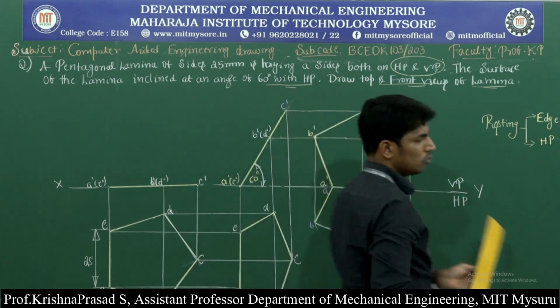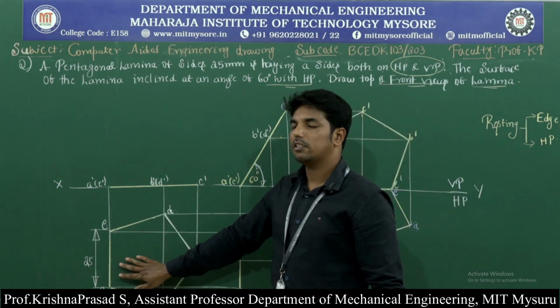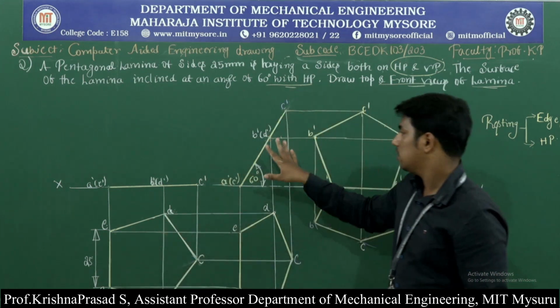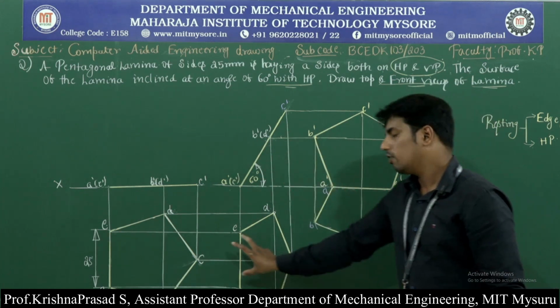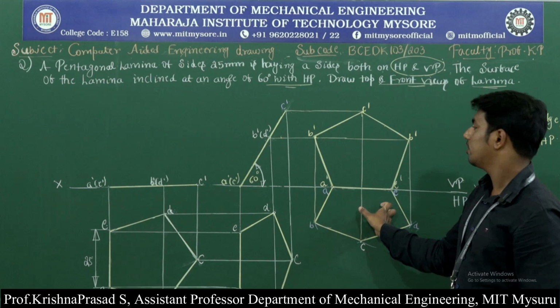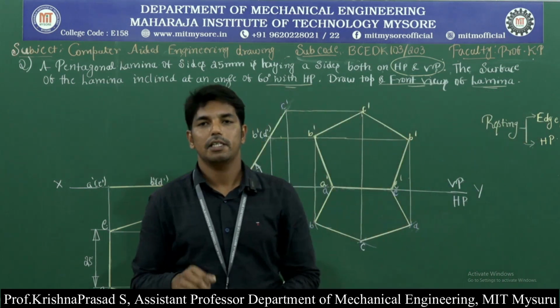Okay, so this completes the second problem. Okay, observe here, your pentagonal lamina is resting on HP with edge condition, then surface inclination of the lamina is 60 degree with HP. After that, the side on which it is resting is on both HP and VP. So this is regarding the second problem on pentagonal lamina.